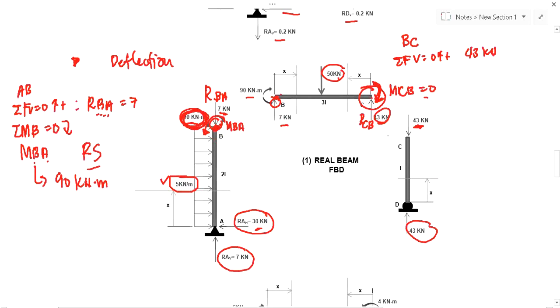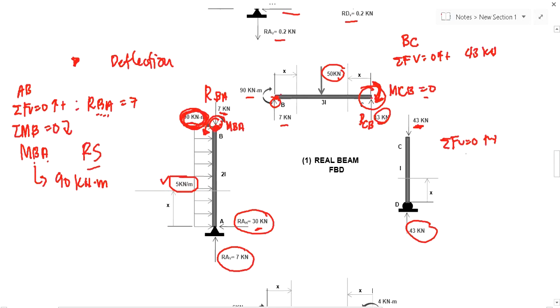And when you're at the last one, the summation, our equilibrium equation should be 0. Here, summation of forces vertical should be 0. Okay? If that is not 0, there is something wrong with your solution. Okay? At the last, summation forces vertical, summation forces horizontal, and summation moment should be equal to 0.